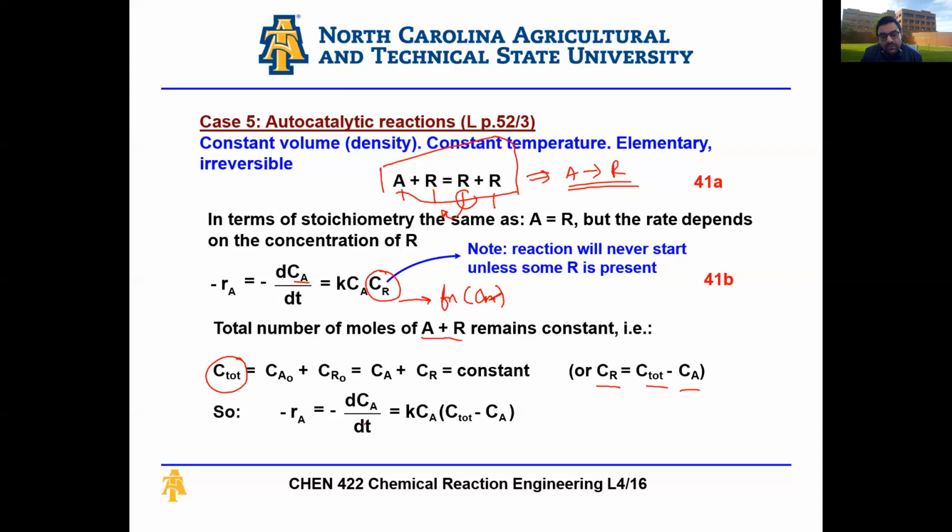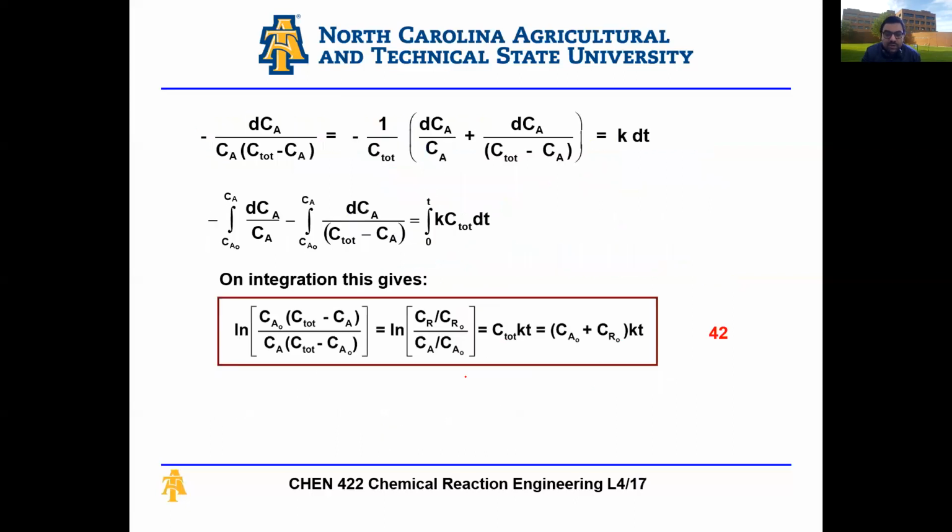So if I do this and I rewrite my expression here using C total, which is a constant, I get this expression. And then once I get to this step, I can separate my variables and do my integration, which is what you see here. And again, this is one of the other ones where you do partial fractions and things like that. You can try it and you'll get the same answer.